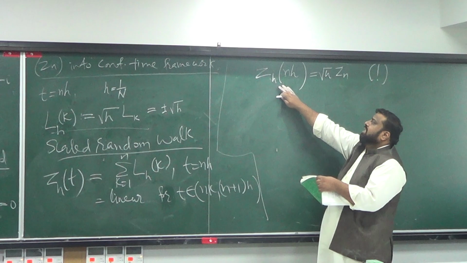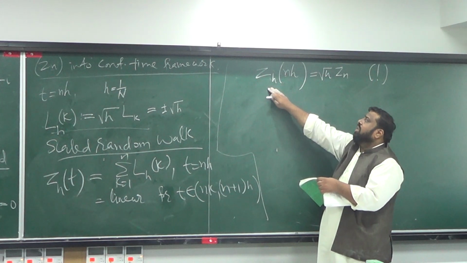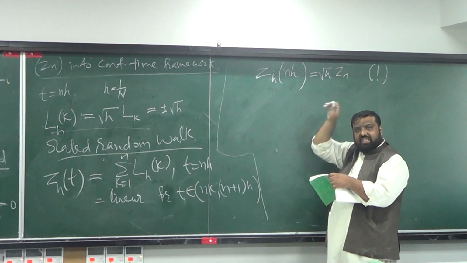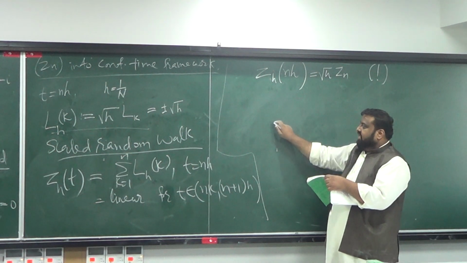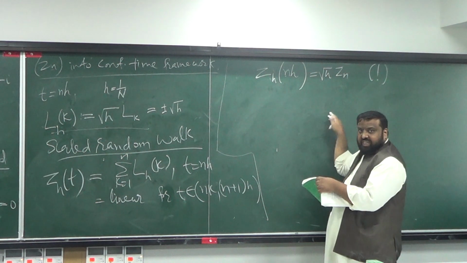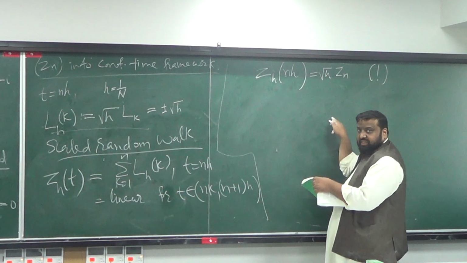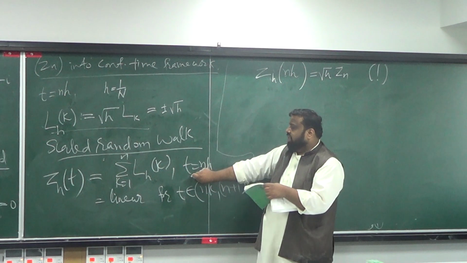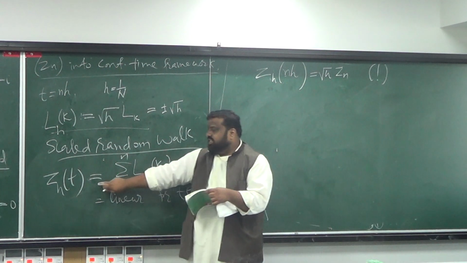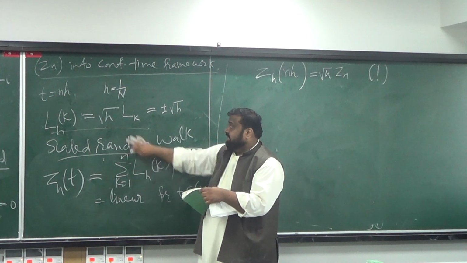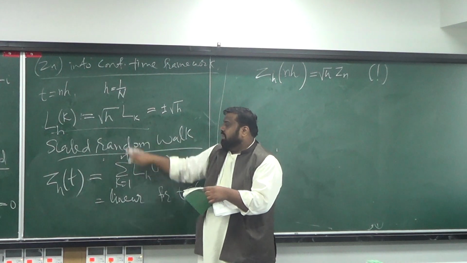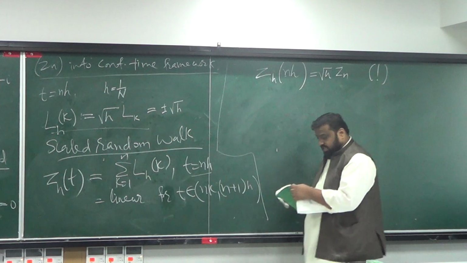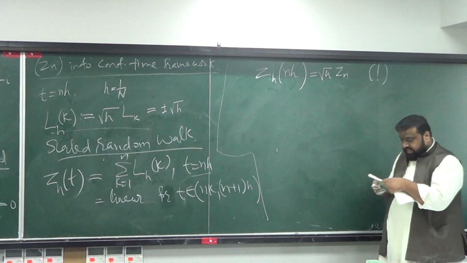In other words, the scaled random walk evaluated at a time nh, and nh is one of the discrete instants, so we are talking about a discrete instant. If I'm talking about a discrete instant, h is going to be this expression. You take this, substitute it here, pull the square root of h out, and take the sum, so it's going to be square root of h times Z_n.